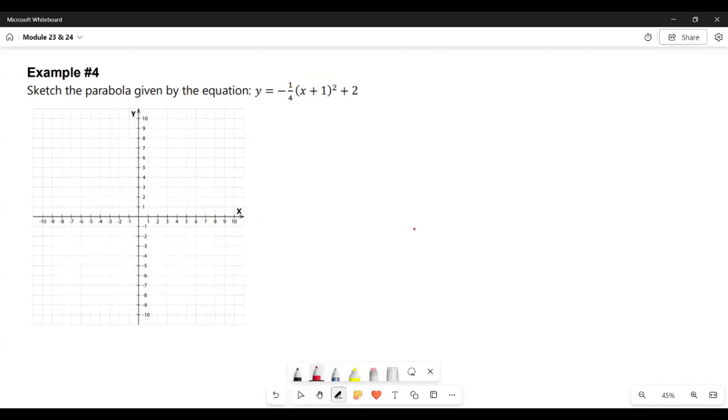Okay, let's proceed to our last example, example number 4. We have here: sketch the parabola given by the equation y is equal to -1/4 times x plus 1 squared plus 2. So as you can see, our given equation is in vertex form. So naka-vertex form siya. Okay? So actually, you could just simply use the formulas na pinaset natin para makuha yung parameters kanina. Yung vertex, yung directrix, and then yung focus. Pwede nyo gamitin yung kaninang ginamit natin sa example 1.